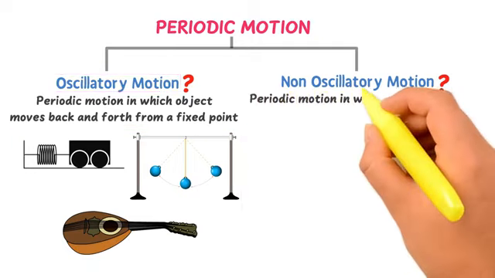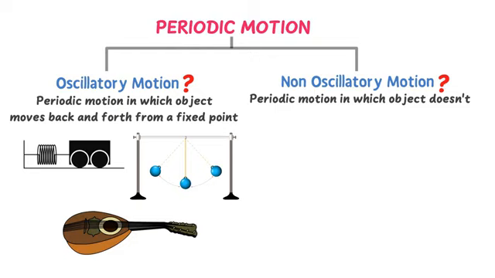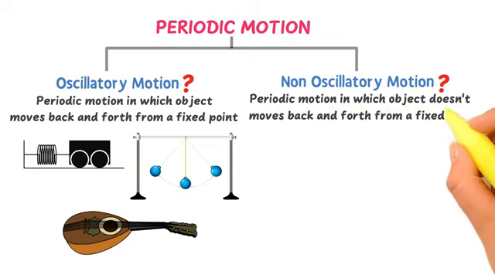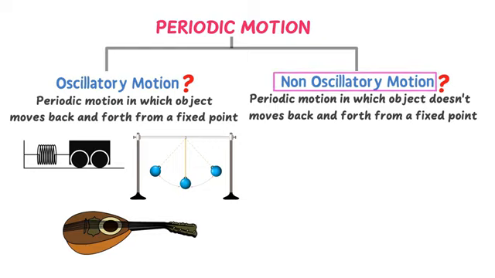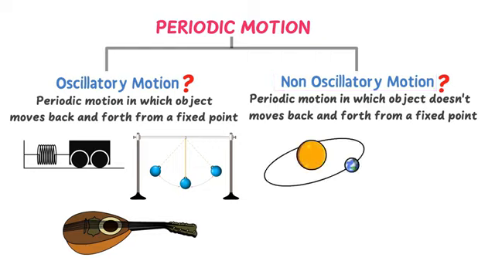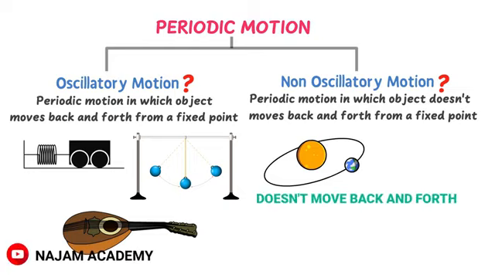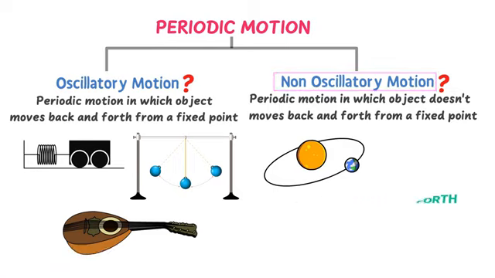While periodic motion in which an object doesn't move back and forth from a fixed point is called non-oscillatory motion. For example, the motion of the earth around the sun. The earth doesn't move back and forth, but it repeats its motion on a circular path. So it is a non-oscillatory motion.